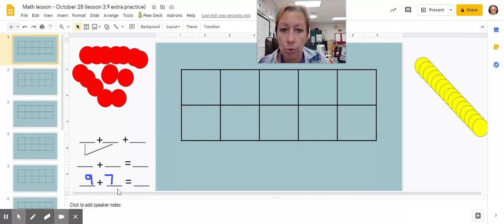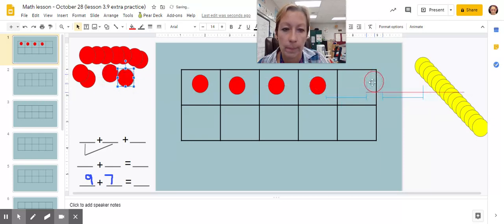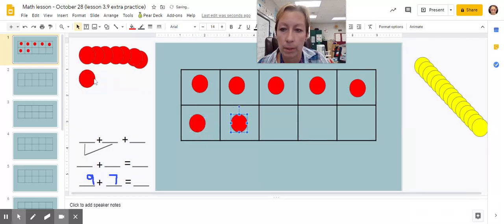All right, I want you to look at those two add-ins and tell me which one is more, 9 or 7. 9 is more, so I'm going to go ahead and put 9 in my 10 frame. What I want you to do is get your counters and get your 10 frame. And you can do the same thing with me.